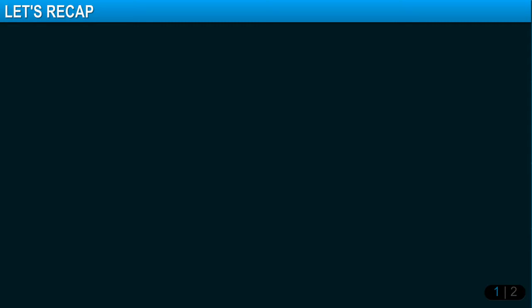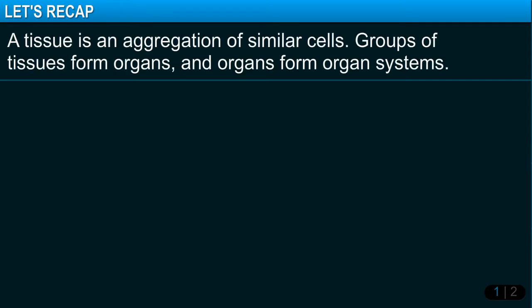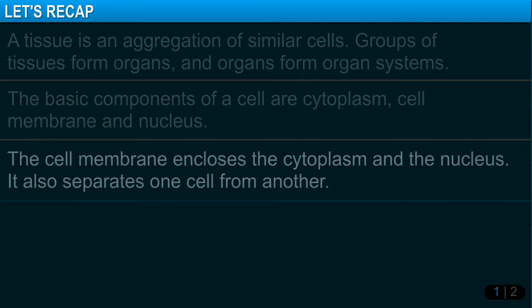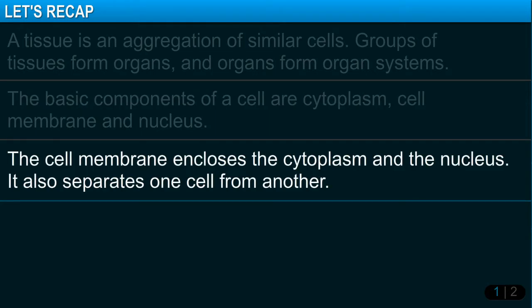In this module, you learned that a tissue is an aggregation of similar cells. Groups of tissues form organs, and organs form organ systems. The basic components of a cell are cytoplasm, cell membrane, and nucleus. The cell membrane encloses the cytoplasm and the nucleus. It also separates one cell from another.